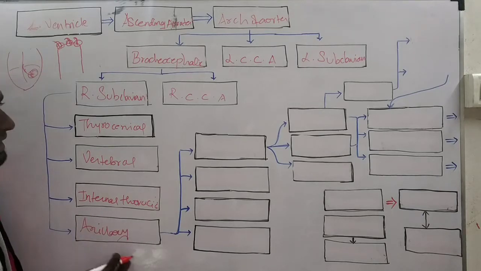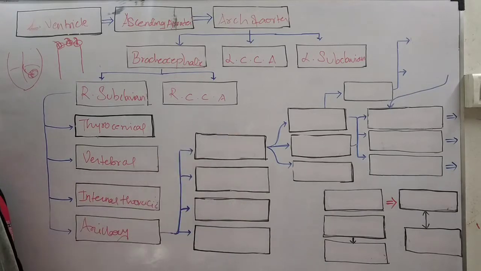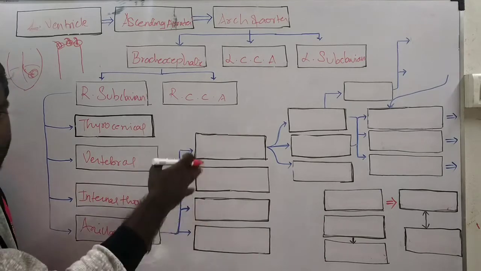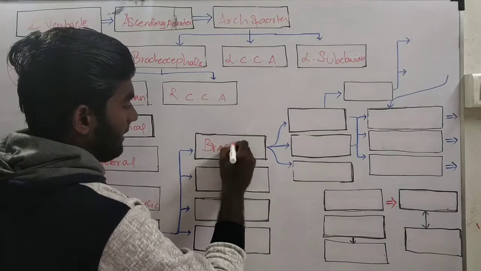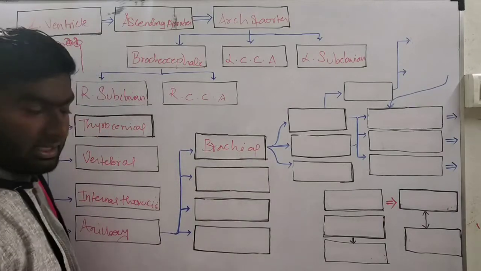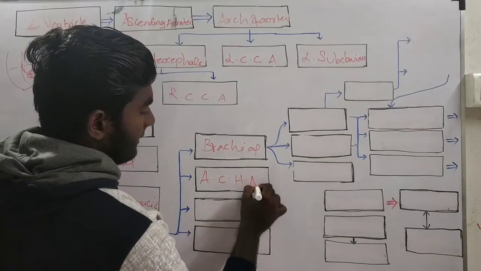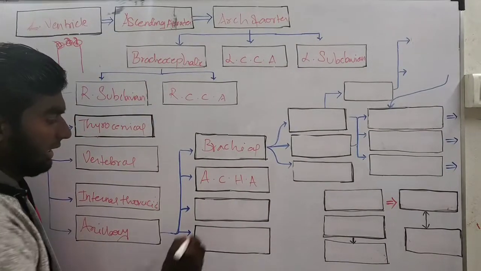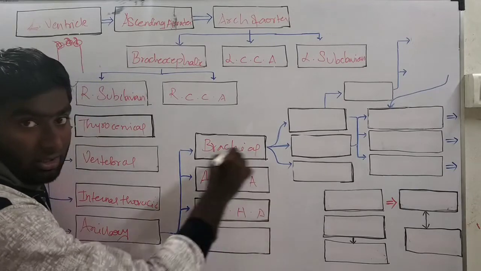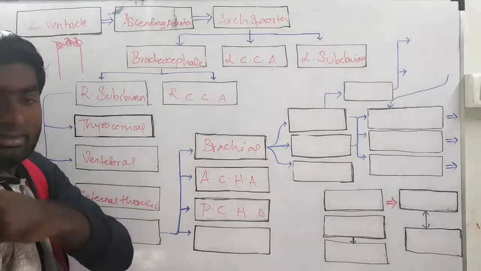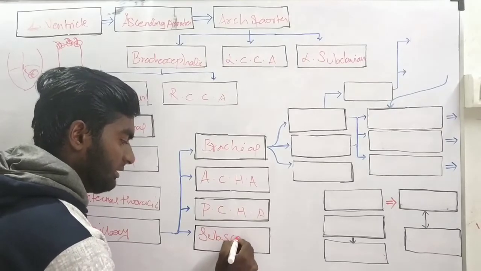The brachial artery is the continuation of the axillary artery. This axillary artery gives four branches. What are the four branches? The first one is the brachial artery. The next one is the anterior circumflex humeral artery. Next, the posterior circumflex humeral artery. These two arteries anastomose together and supply the humerus. The next one is the subscapular artery.